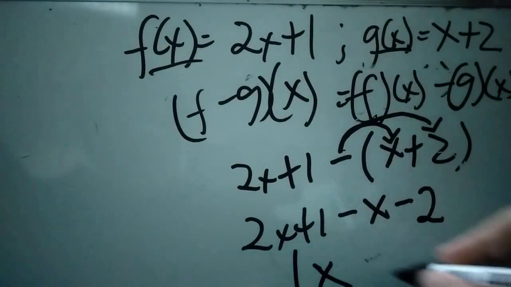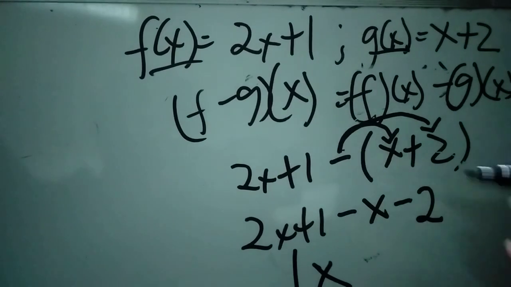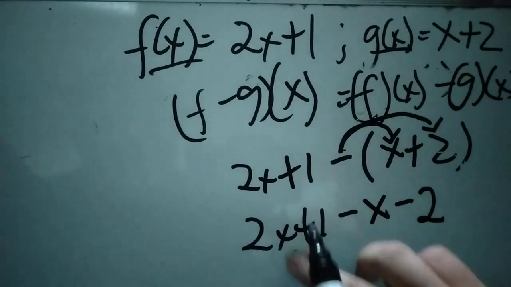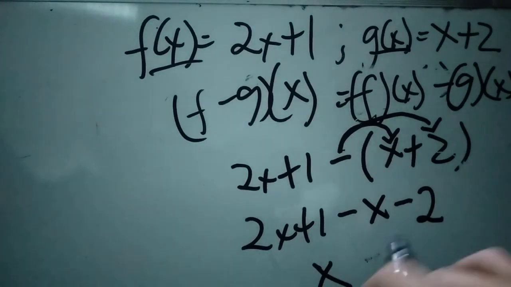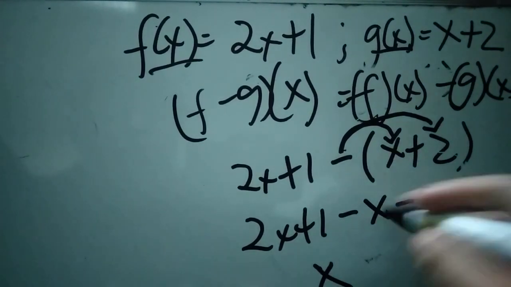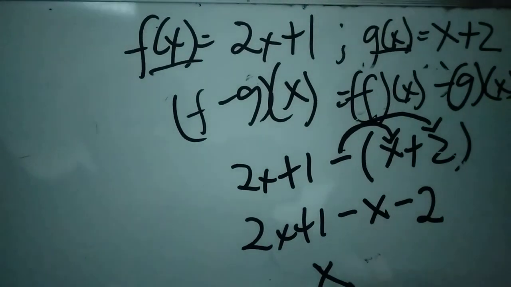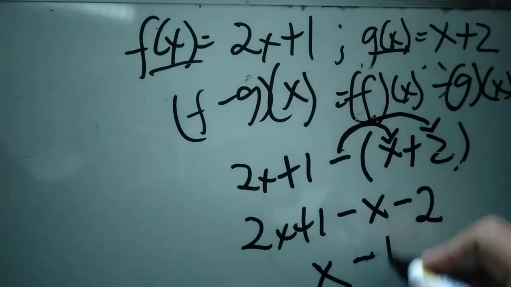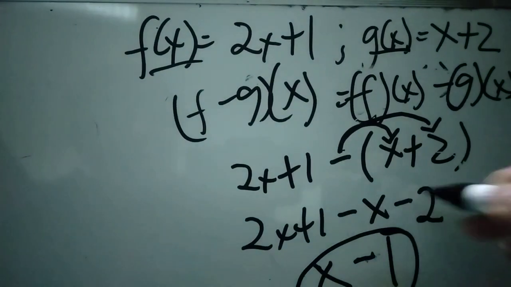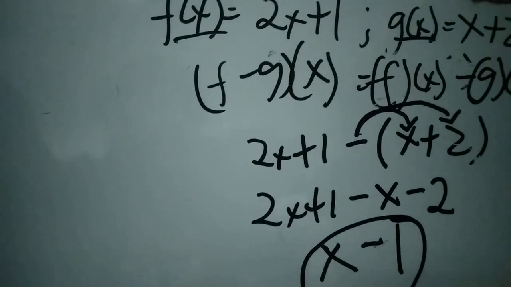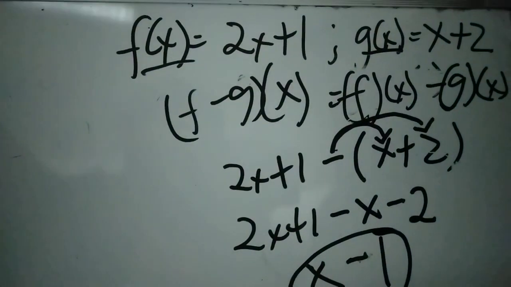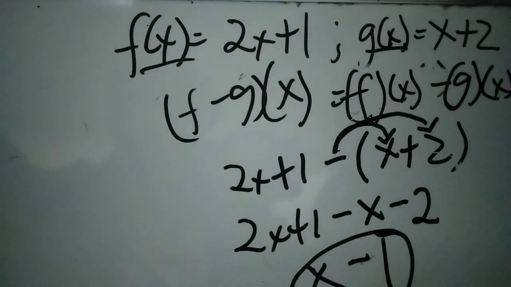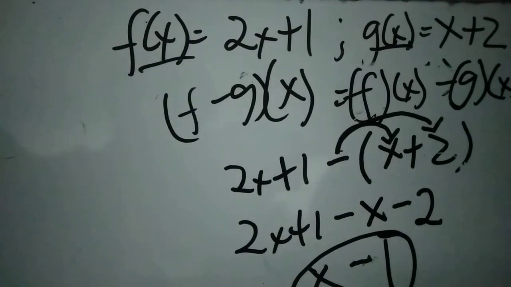Don't put 1 here. Don't put 1x. Kasi automatic pag x may 1 na nakatago sa loob niyan. Kumbaga redundant na siya tignan. Okay, so 2x minus x is simply x, and then 1 minus 2 is negative 1. This will be our final answer, x minus 1. Okay. Dali di ba? Ang dali di ba? I hope nakakasunod ang lahat.